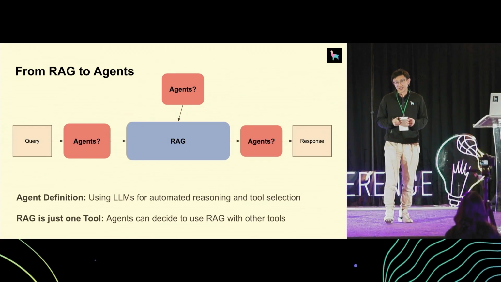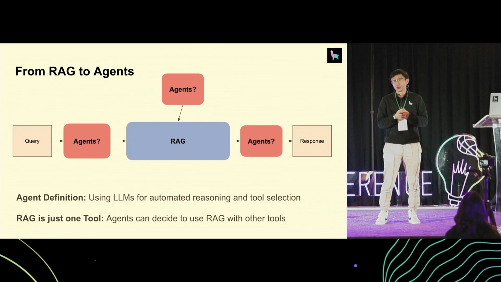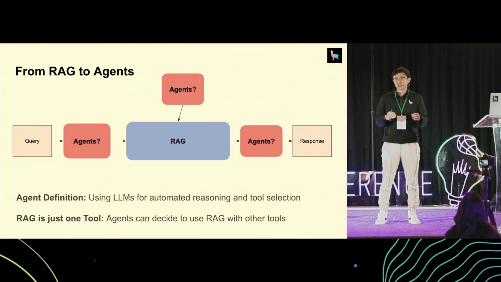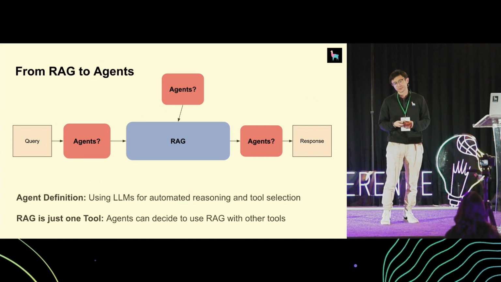What exactly is an agent? An agent is using an LLM for automated reasoning and tool selection, right? Everybody has a broad definition of what an agent means. Some are quite broad, some are more restrictive and limited to a specific set of architectures that work. But for our purposes, let's just say using the LLMs at different stages of this process to basically do more intelligent reasoning over your question and your data.